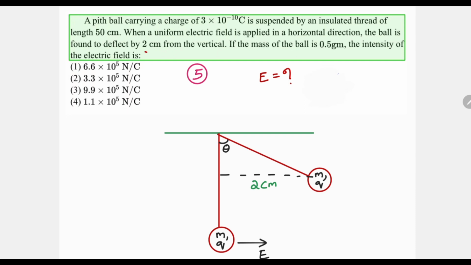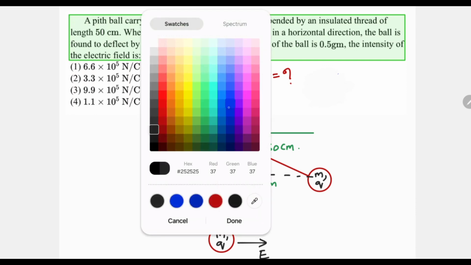2 centimeter from the vertical. This is the vertical line. So 2 centimeter from the vertical. Now intensity of electric field they are asking. Now this distance is 50 centimeter because length of the thread, insulating thread, is 50 centimeter. Now the situation of this, I can mark the components here.